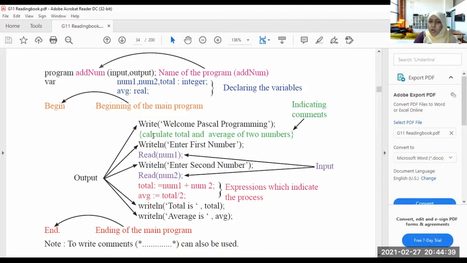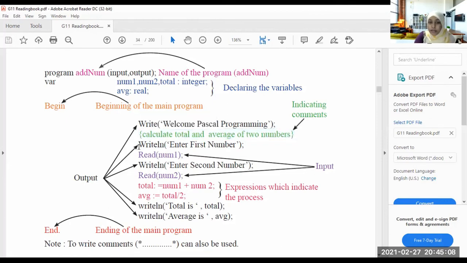Right. Now what am I going to do? This is a comment. Okay. This is not executing inside the program, but this is a comment. Just I am writing this. Now what am I going to do? So calculate total and average of two numbers. This is not necessary. It is not a must. If you want to write comments, you can write comments. Okay. So when you are writing comments, you can write it within curly brackets, right?